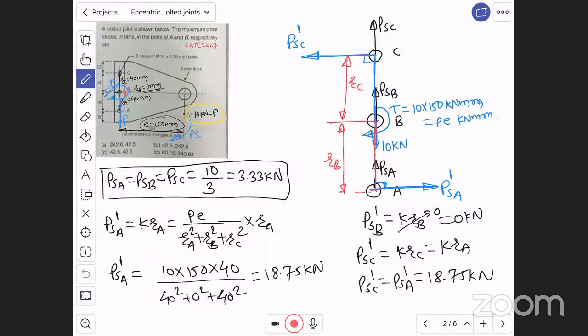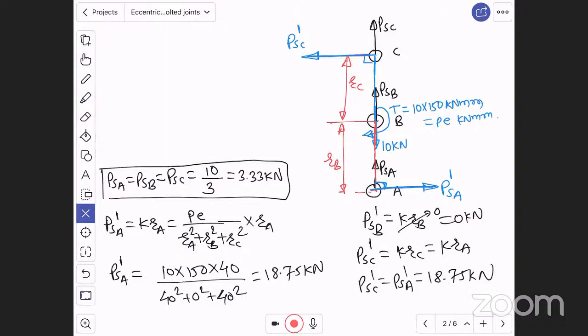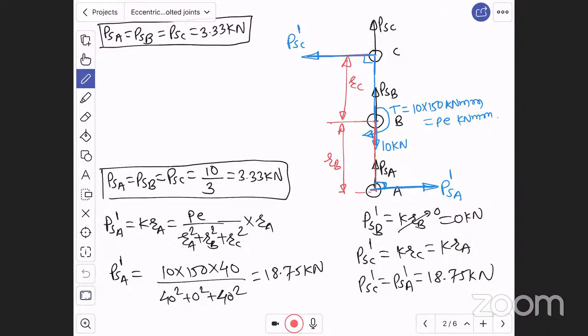Let us go for the stress calculation. So friends, now we have to calculate the stresses, right? So let us look a little here. Now the data I am writing here: PSA is equal to PSB is equal to PSC is equal to 3.33 kilonewton. This is the primary shear load on bolt A, bolt B, and bolt C. Then the secondary shear load on bolt A is equal to the secondary shear load on bolt C, which is nothing but 18.75 kilonewton, and the secondary shear load on bolt B is 0 kilonewton. This is our given data, right?